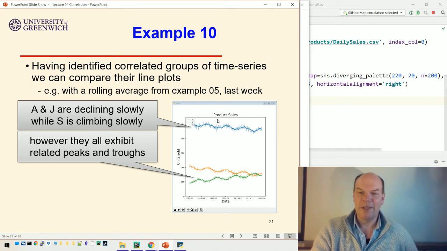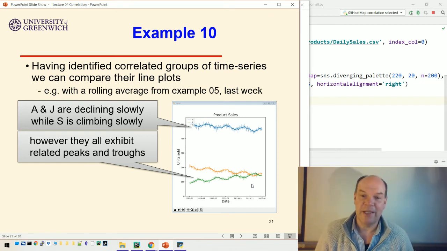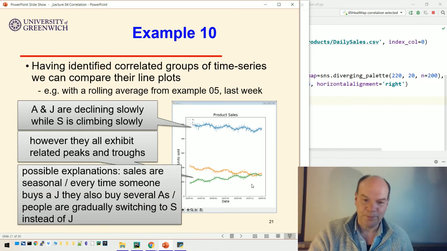It's because they've got similar peaks and troughs. So if you notice, around towards the beginning of March, sort of beginning of June, beginning of September, those kind of times, there's a peak in the green one, which is S, and there's a corresponding trough in the other 2.